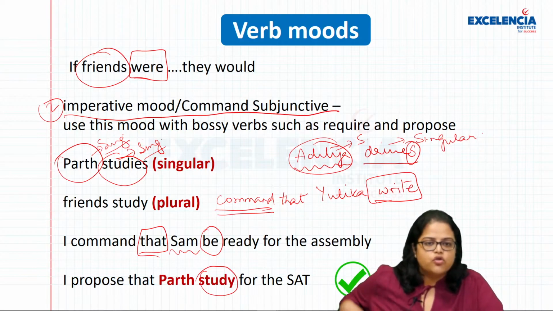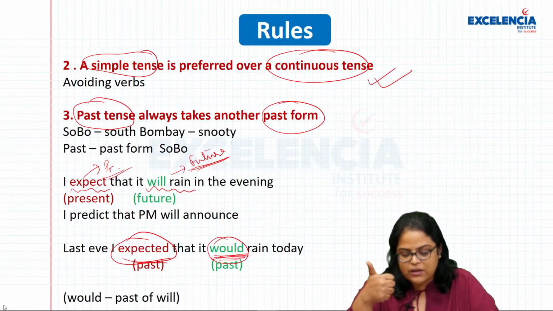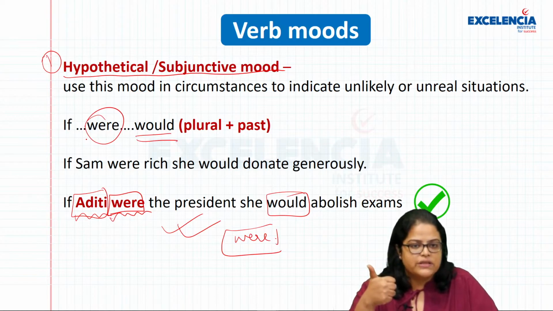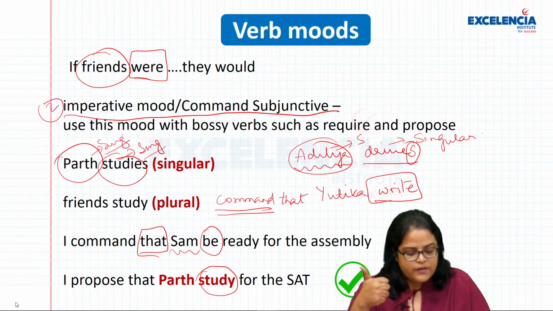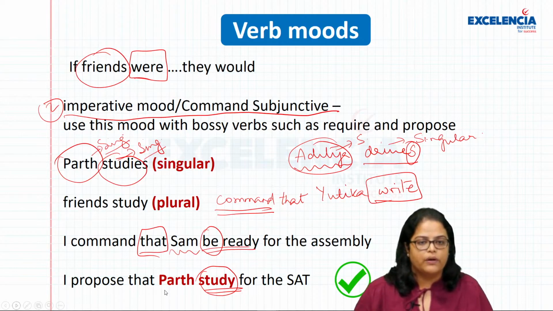Is that clear? So there are two violations, which we just did. One violation was with the subjunctive, where I said that I'm always using a verb, even if the subject is singular. And the second violation is that I will always use the verb in the base form, which is the plural form, irrespective of whether the subject is singular or plural.